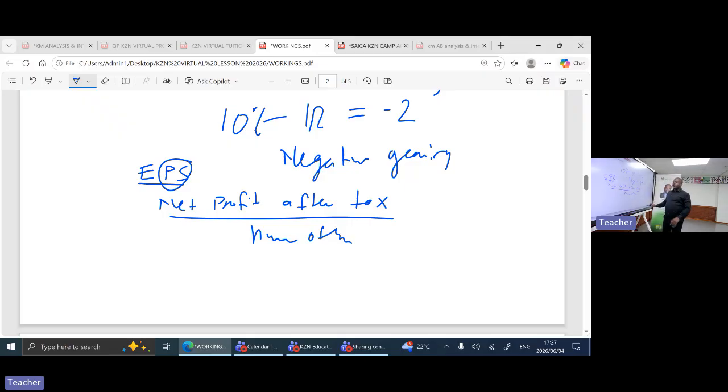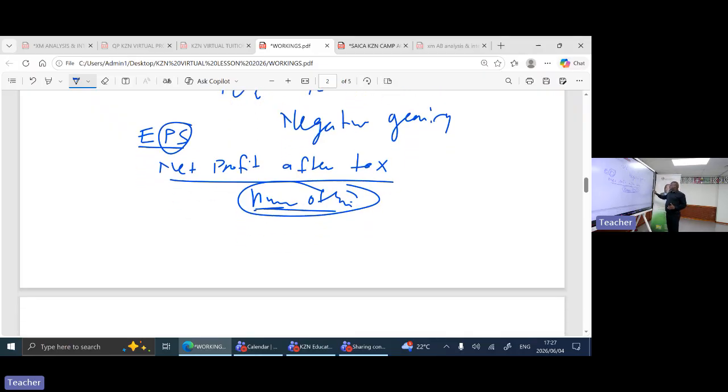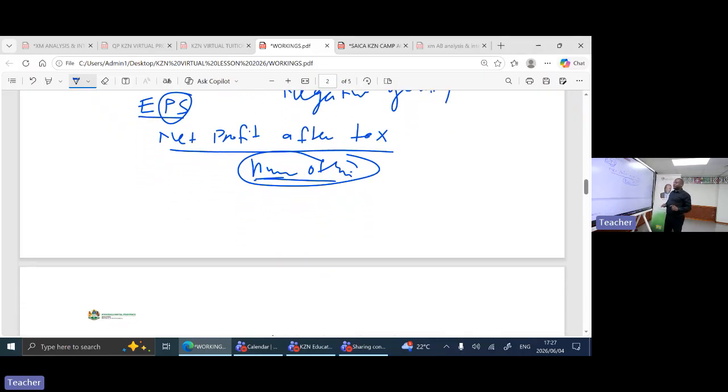It's not all the time that we divide by the number of shares at the end. Sometimes here we divide by the weighted average number of shares. Please allow me to explain what I'm saying now, the weighted average number of shares. Allow me to explain it towards the end of the lesson, because I might confuse you or take a little bit of time if I try to explain the weighted average number of shares.